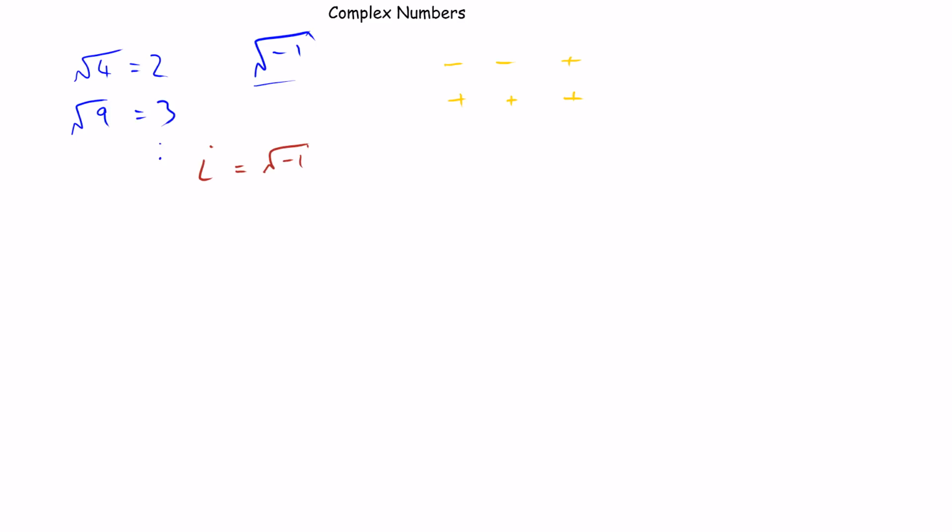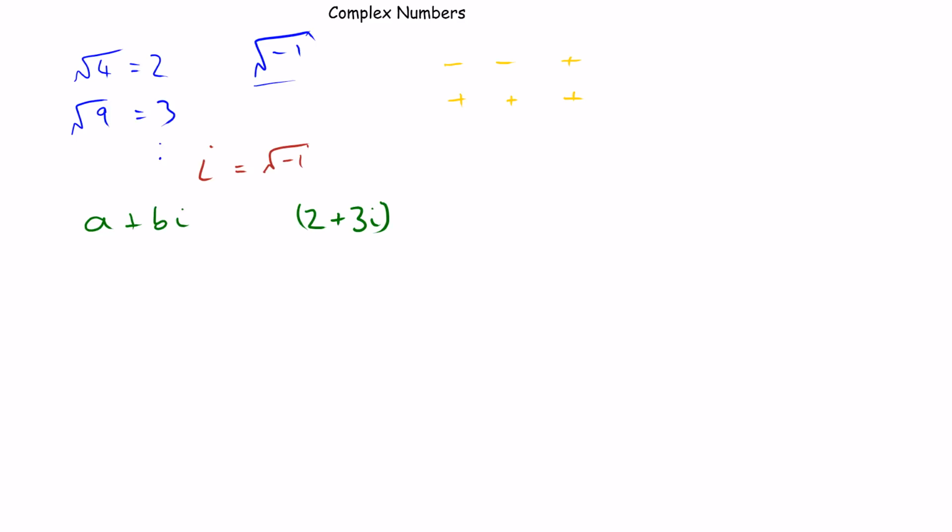And i, as I said, is imaginary, and it helps create a complex number, which is a number which has both imaginary and real parts. Real parts are just the numbers you've always been using: 1, 2, half, quarter, pi, e. So a complex number is in the form a plus bi, where a and b are real constants. So we could have 2 plus 3i. That is a complex number.